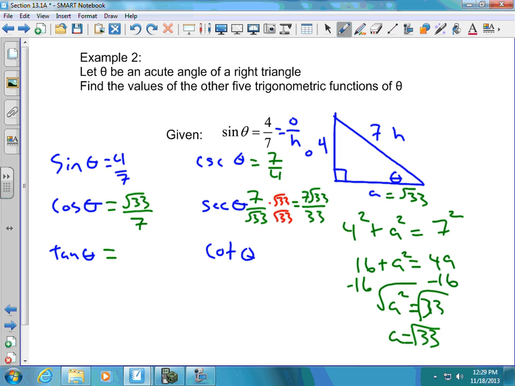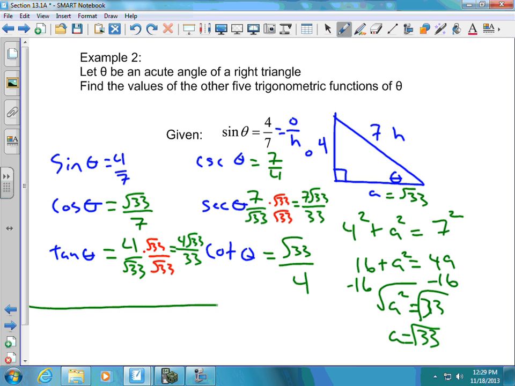Tangent. Tangent is defined as opposite over adjacent. That's 4 over the square root of 33. We're going to do the same thing we did in the last one. Multiply the top and the bottom by the square root of 33. We end up with 4 square roots of 33 over the square root of 33 squared, which once again is just 33. Cotangent. 4 over the square root of 33, just flip it. That's the square root of 33 over 4. And by only knowing one trig ratio, we've now found the other 5.